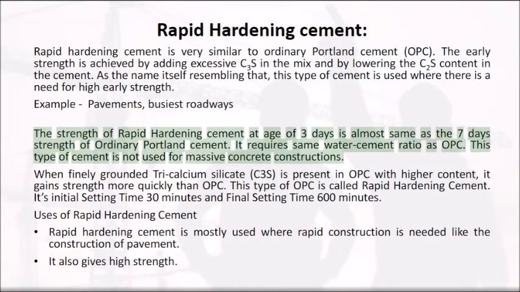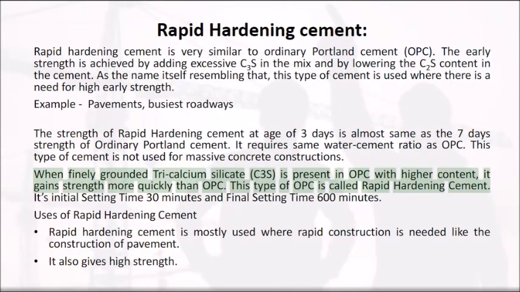The strength of rapid hardening cement at the age of 3 days is almost the same as the 7 days strength of ordinary Portland cement. It requires the same water cement ratio as OPC. This type of cement is not used for massive concrete constructions.